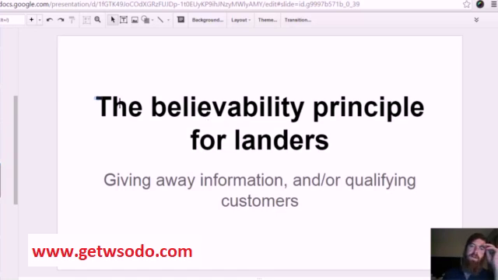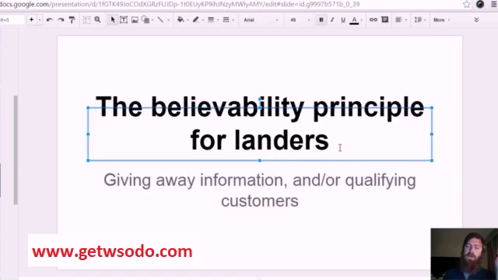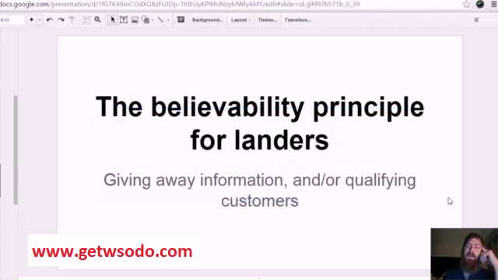Now here's a big one. I call it the believability principle for landers. Give away information. Give away a lot of information. And qualify customers if you can. Qualifying customers can be done in multi-part landers.